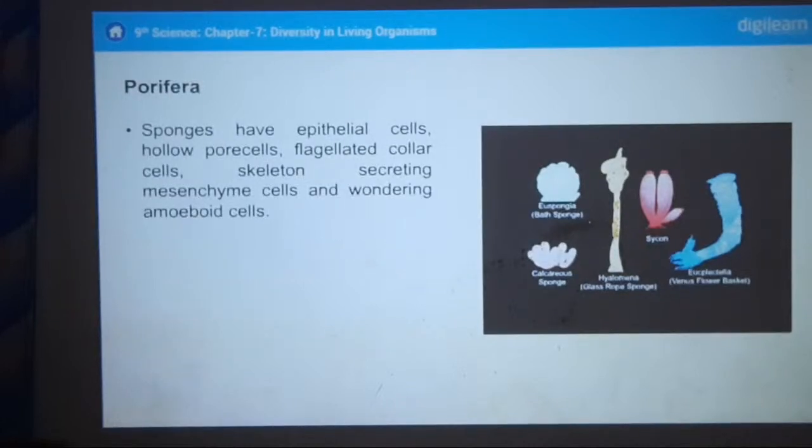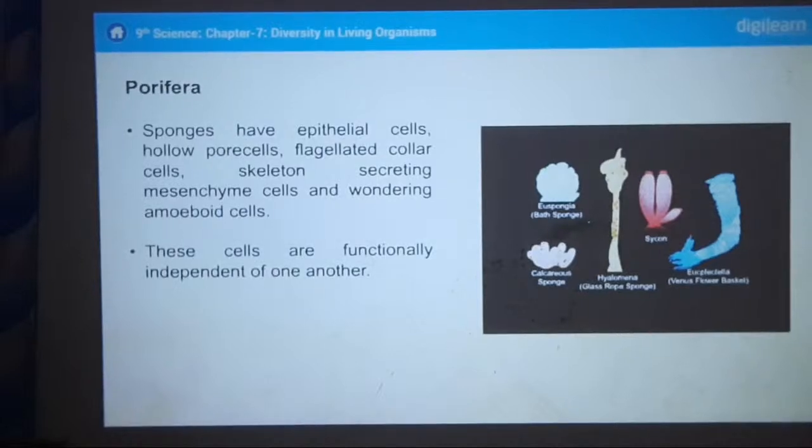Sponges have epithelial cells, hollow pore cells, flagellated collar cells, skeleton secreting mesenchyme cells, and wandering amoeboid cells. These cells are functionally independent of one another. Hence, sponges are described as cellular level of organization.